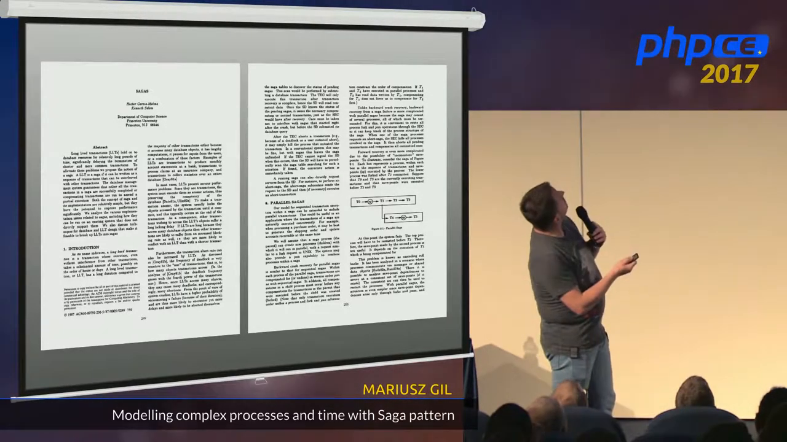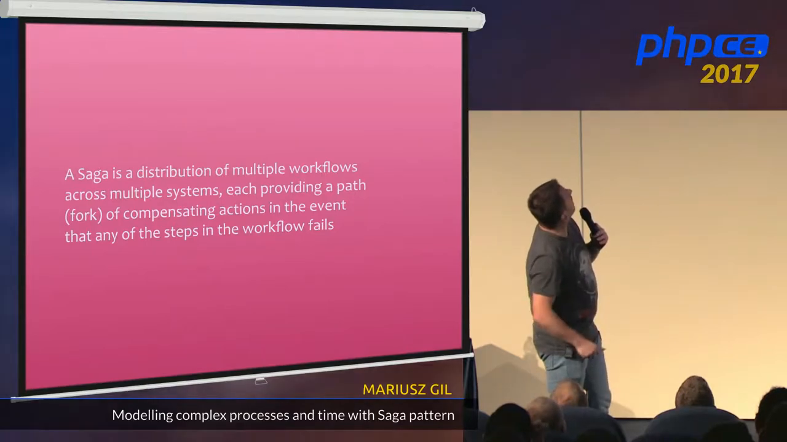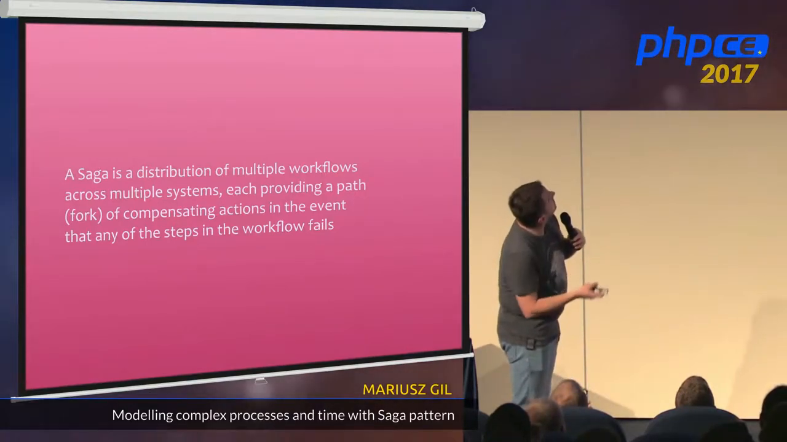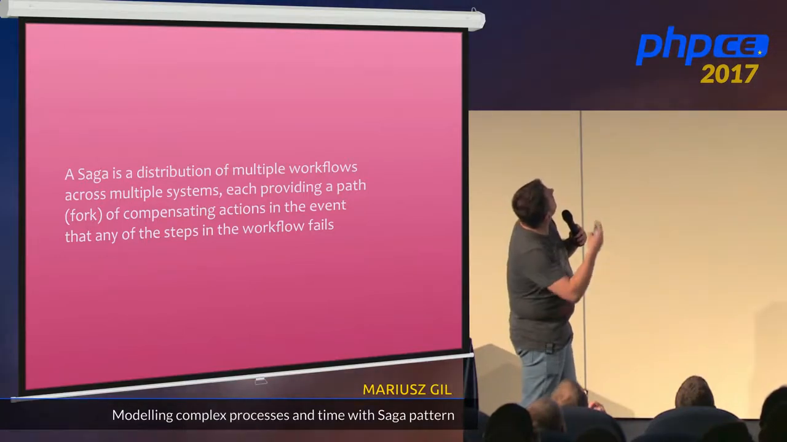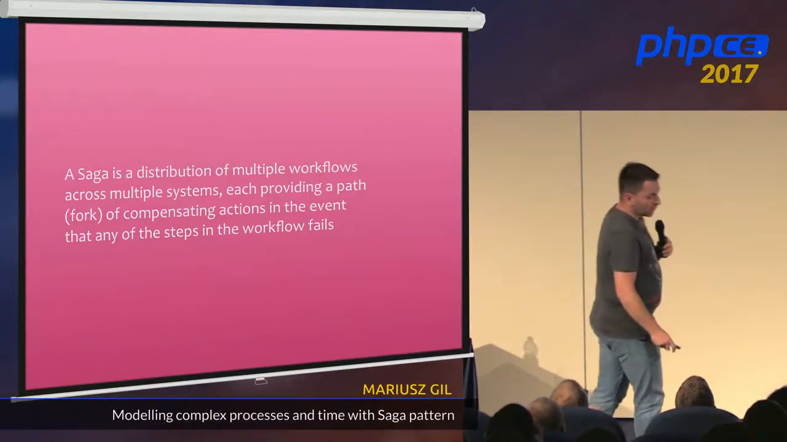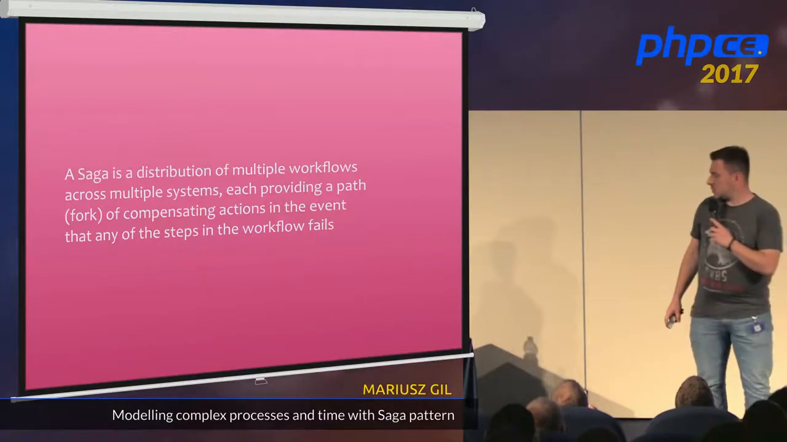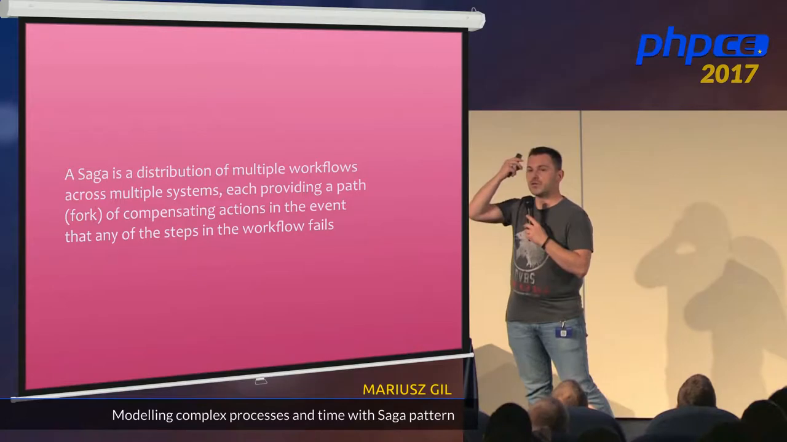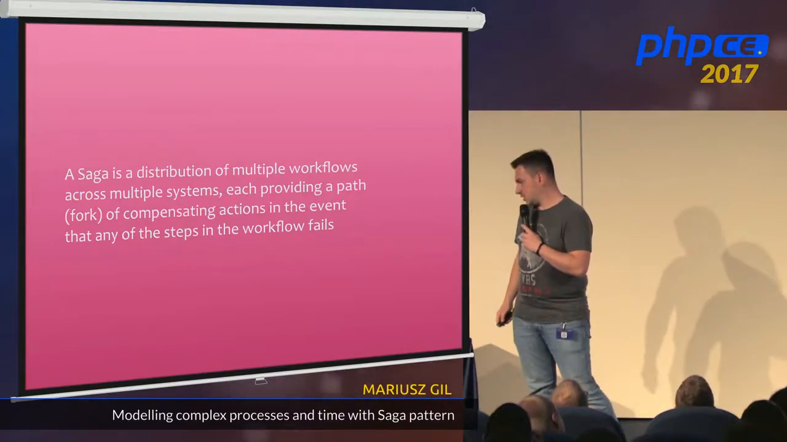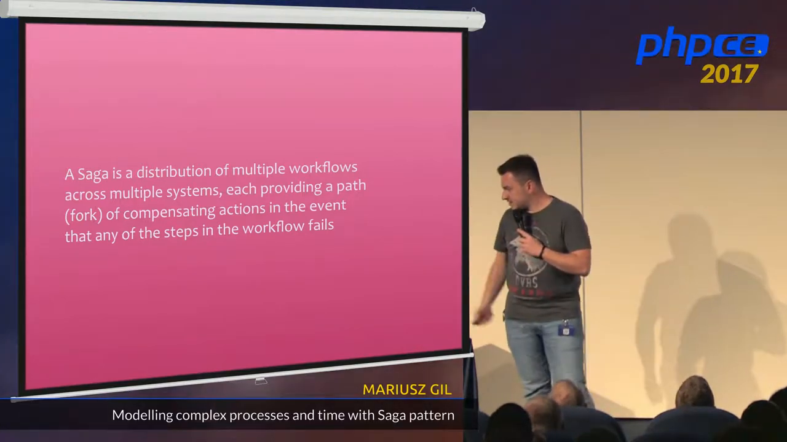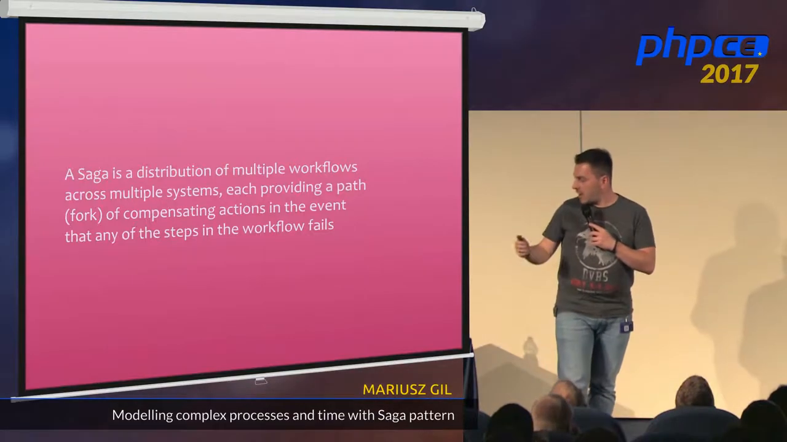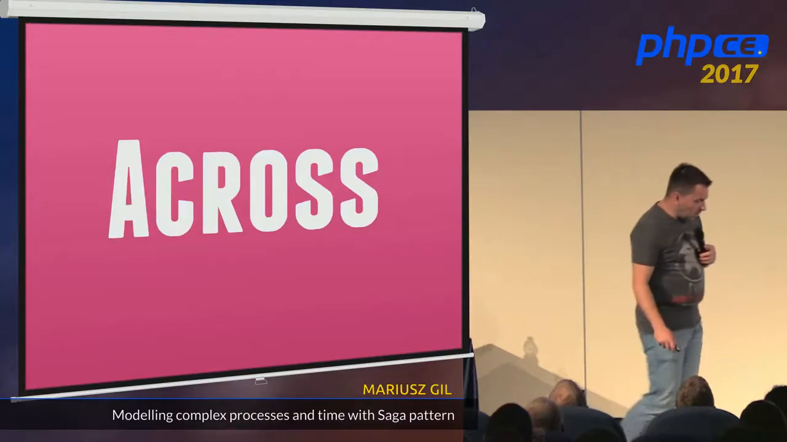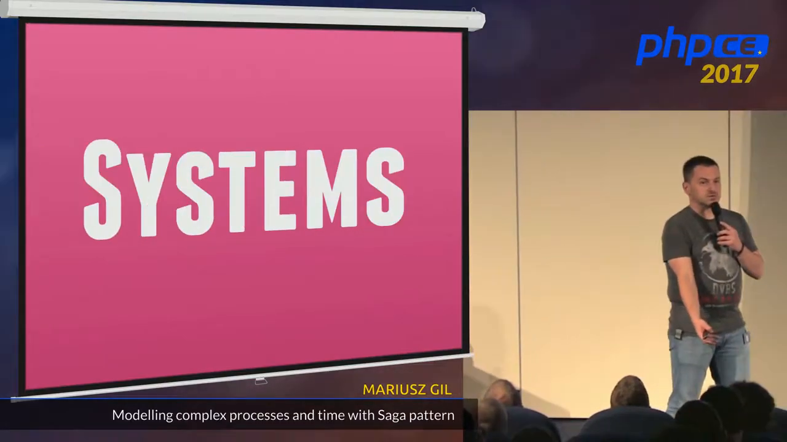It's a distribution of multiple workflows across multiple systems, each providing a path of compensating actions in the event that any of the steps in the workflow fails. So in this definition, there are a few very, very critical words. First, distribution of workflow across multiple systems, because you can't start a DB transaction.